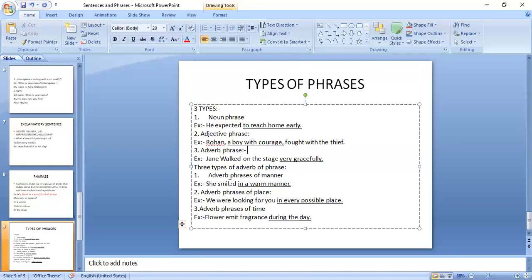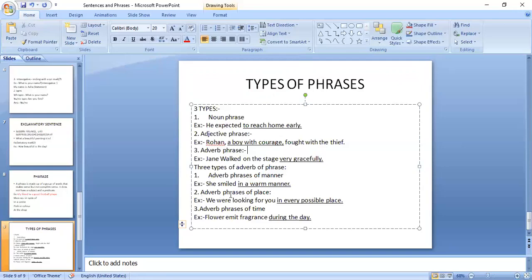Adverb phrases of manner tell us how the action is done, in which manner the action has been done. For example, she smiled in a warm manner. Here, in a warm manner is the adverb phrase of manner.